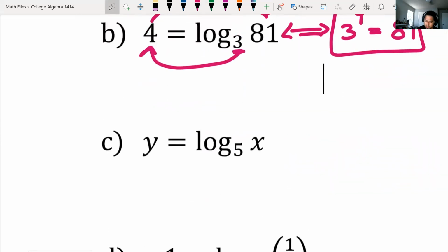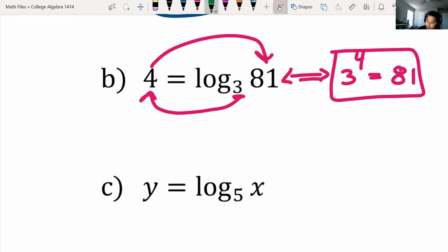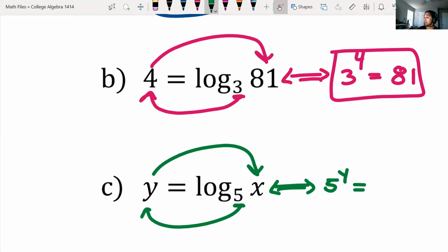Next, y equals log base 5 of x. Take the base of 5, raise it to the outside number of y, and you get 5 to the y equal to the inside number of x. That's it.